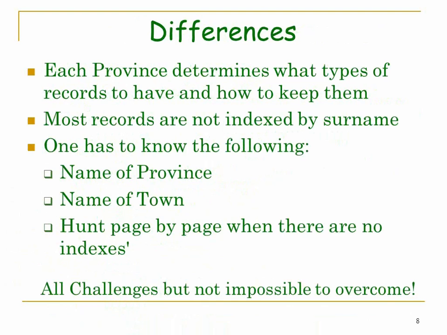But the differences are very valuable to understand. Each province determines what types of records to have and how to keep them, something similar to some of the states in the United States. Most records are definitely not indexed by surname, and one needs to really have an idea of the province or the town, and sometimes you have to hunt page by page when there are no indexes.